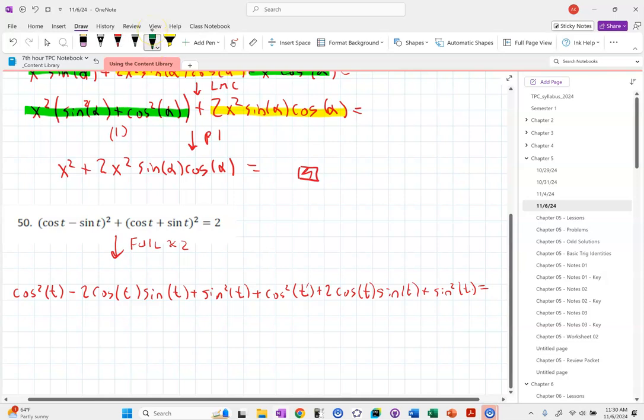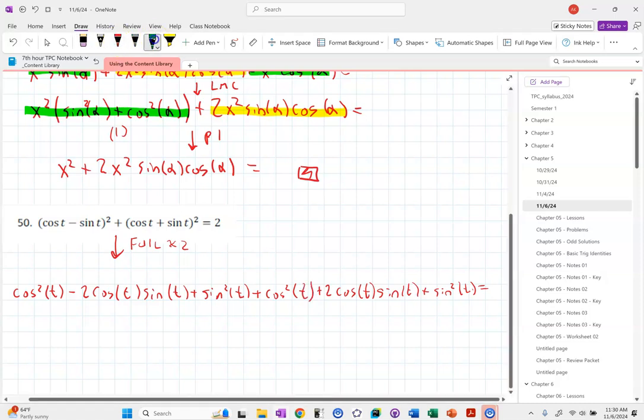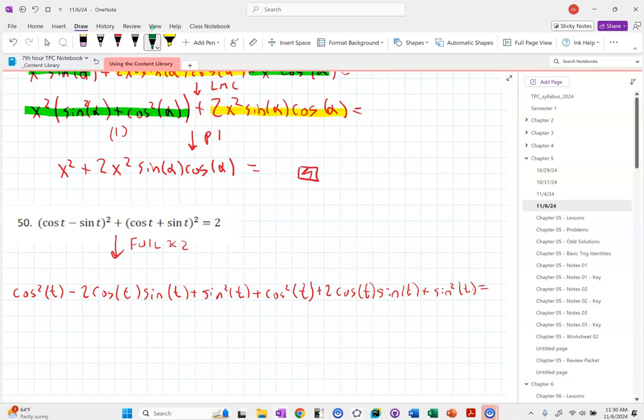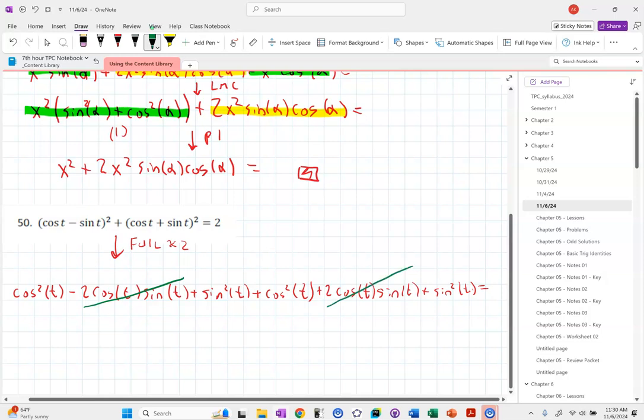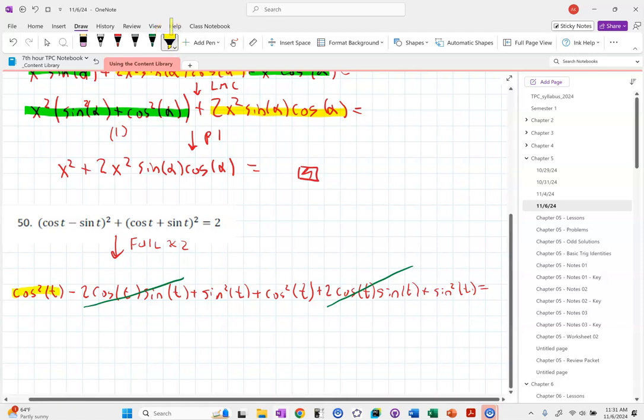Now, if I look closely, I notice that I got -2 cosine times sine and a +2 cosine times sine. Those two will just add to give me 0. I notice that I have a positive cosine squared plus a positive sine squared. What's that going to give me? Yeah, it's plus 1. That'll just give me a 1.